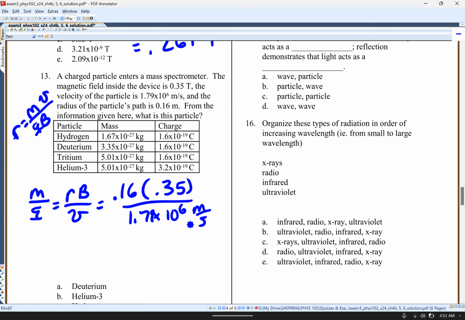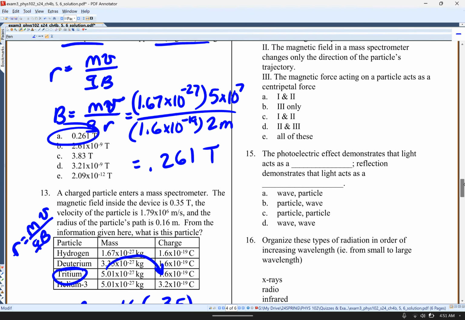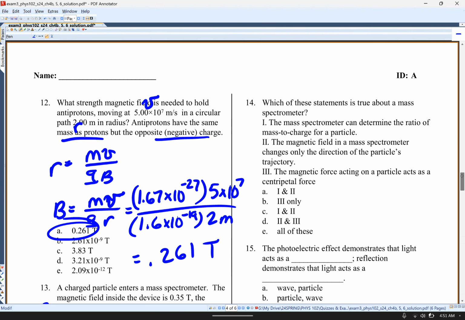I get a mass charge ratio that's equal to 3.13 times 10 to the negative 8. Looking down here, that looks like tritium, right? So I can just look at this 5 and 1.6. 1.6 times 3 is 4.8, so that looks right. But anyway, tritium is the answer. It is useful, by the way, especially if you're pre-med, to be able to just work with numbers quickly like that and not use a calculator.